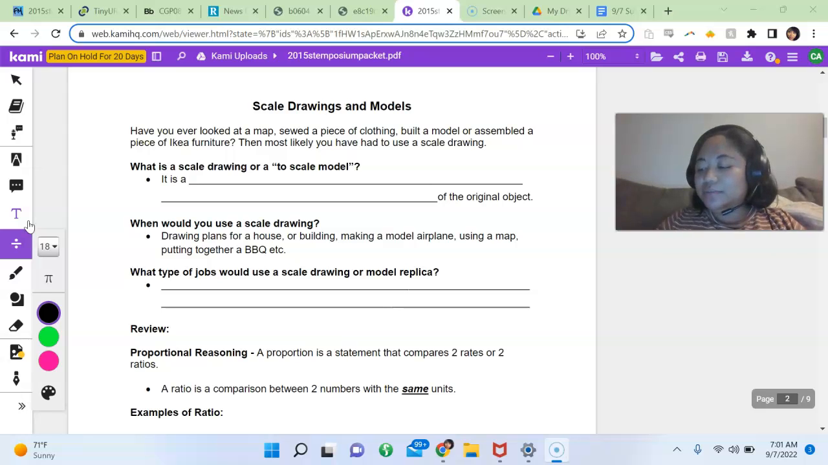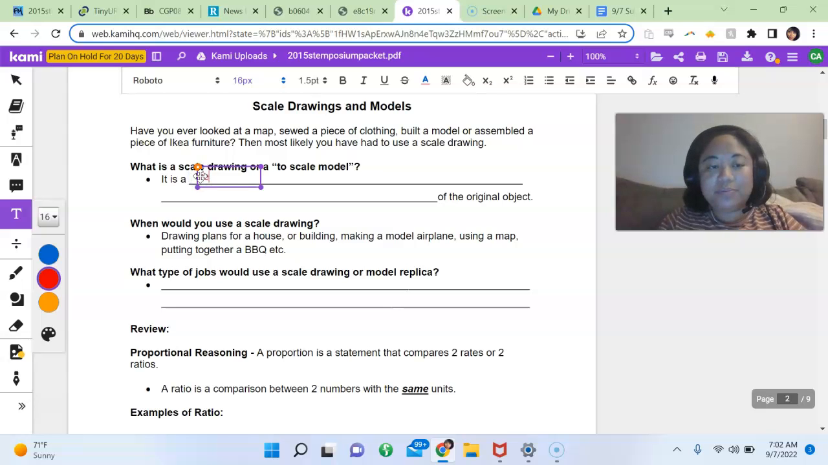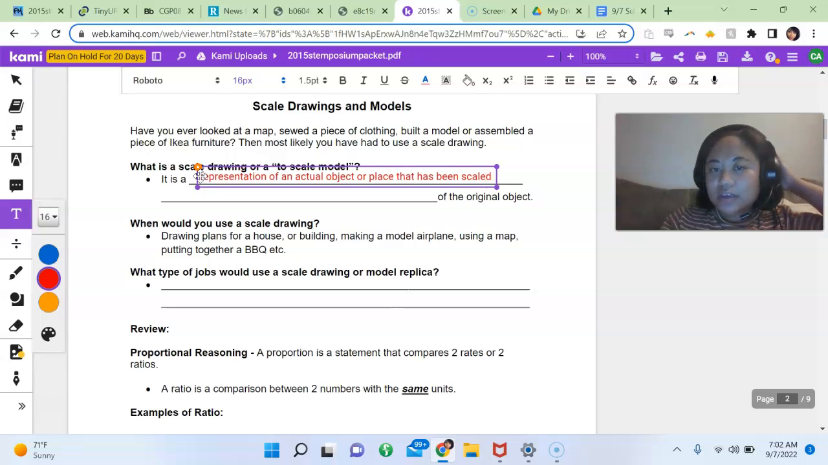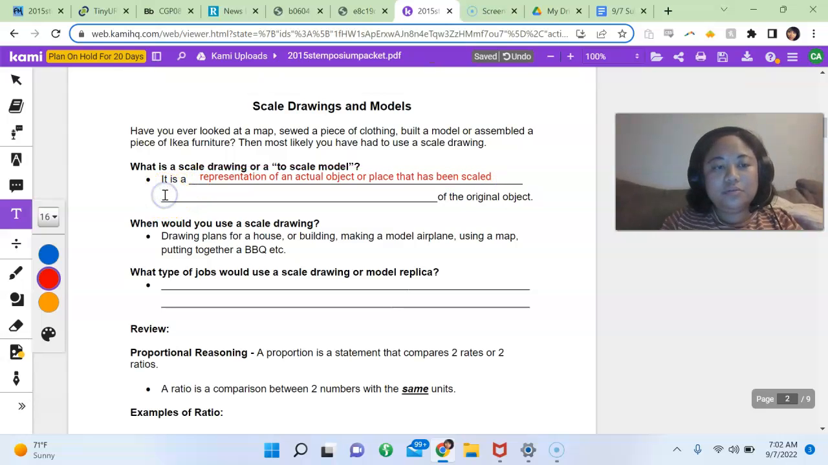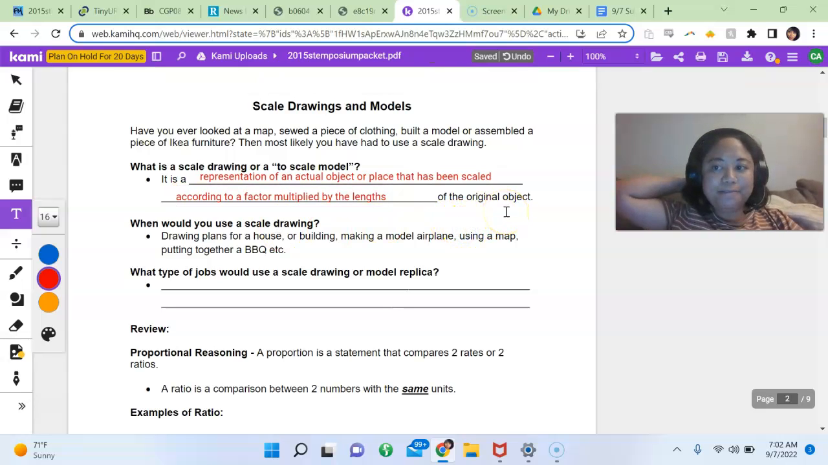Hopefully something that you shared or that came to your mind is similar to the actual definition of the term. So we're going to go ahead and write down what it actually is. It's a representation of an actual object or place that has been scaled according to a factor multiplied by the length of the original object. Okay?